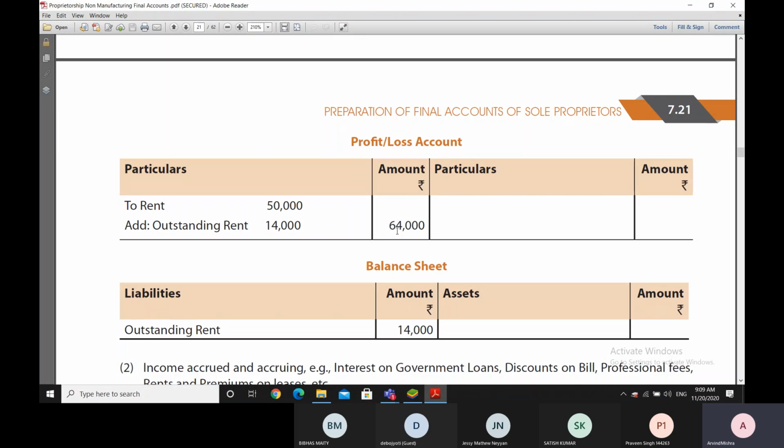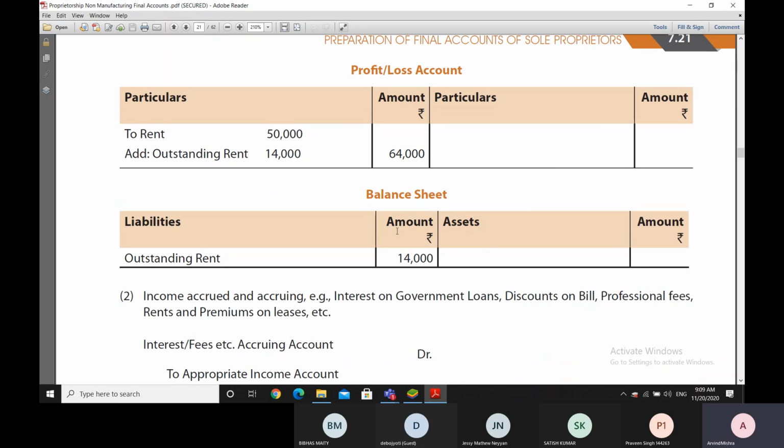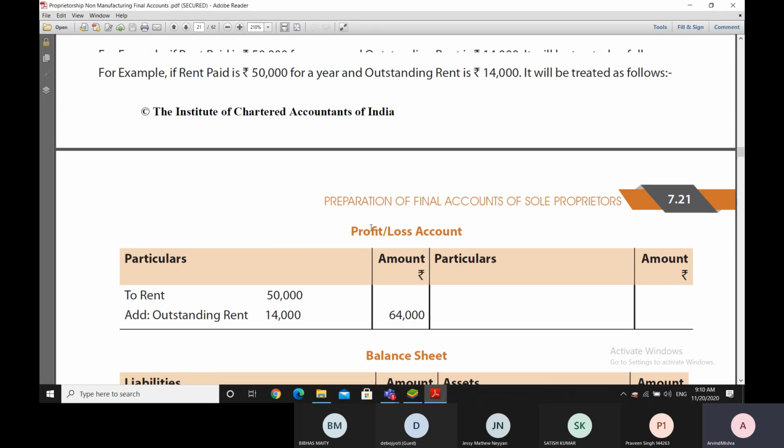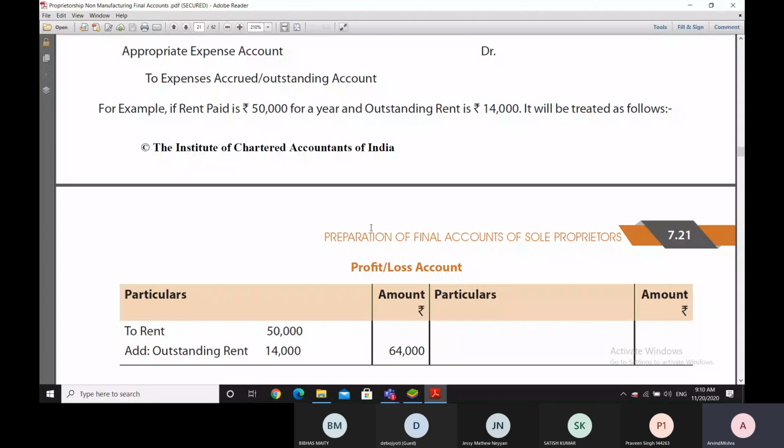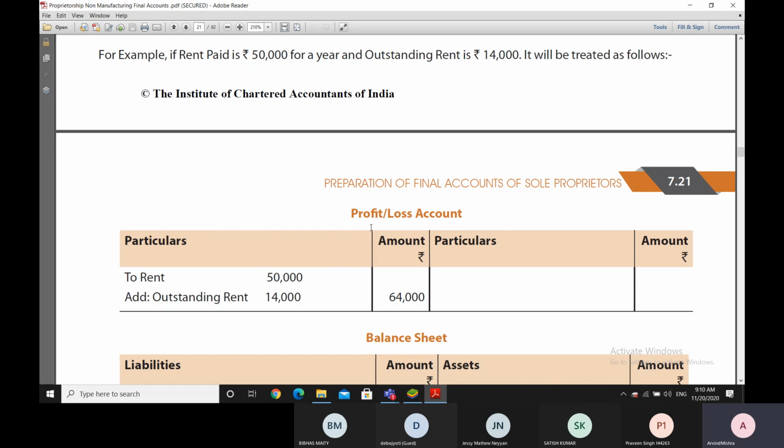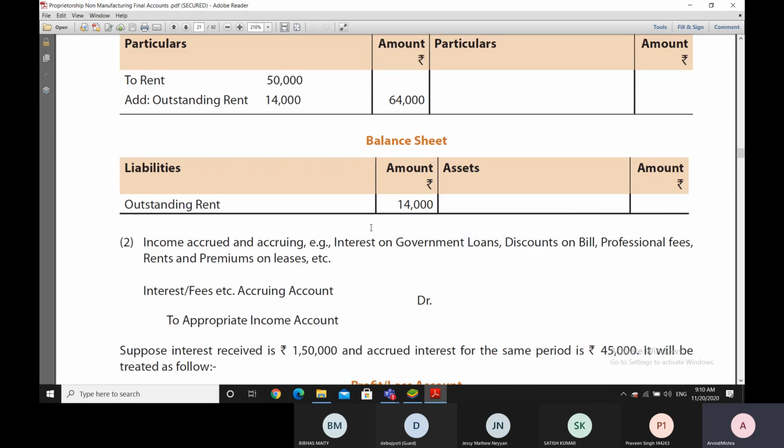However, while doing this, we'll be transferring this outstanding rent to the balance sheet also, because it is a liability that we have incurred and we are supposed to pay this liability later on, and therefore this is a liability which will go into the balance sheet also. So basically, the accounts related to all the expenditures which have accrued will be squared off by transferring that amount as the outstanding amount to the balance sheet.